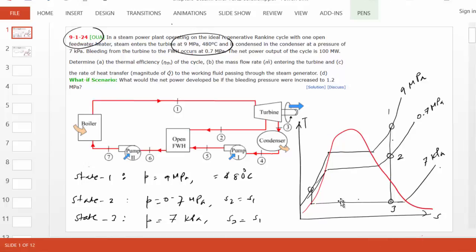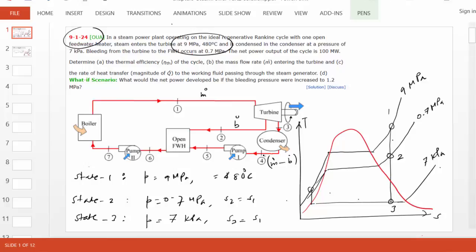Before you go forward with other states, just one thing to note here, that suppose m dot is the mass flow rate entering the turbine and b dot is the bleeding rate, then the flow that comes to the condenser is m dot minus b dot. So we'll keep that in mind. Okay, let's move forward specifying all the other states. So we are done until state 3.